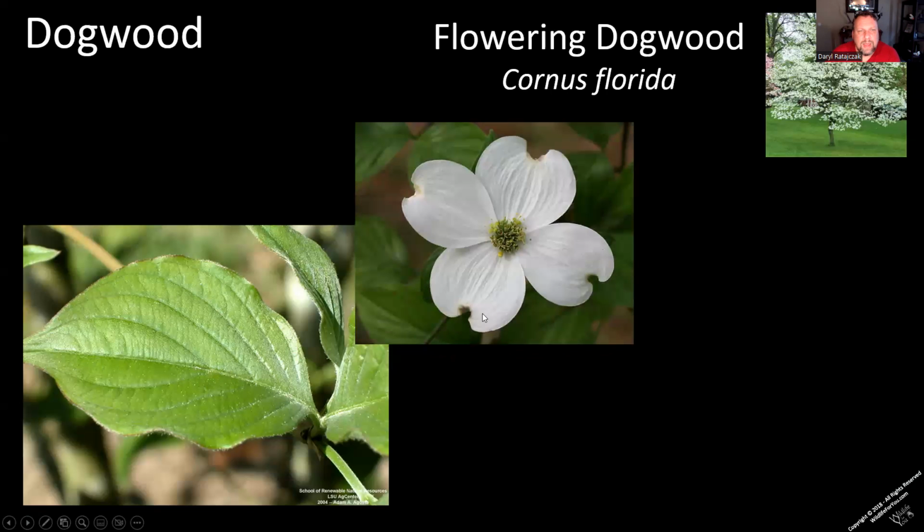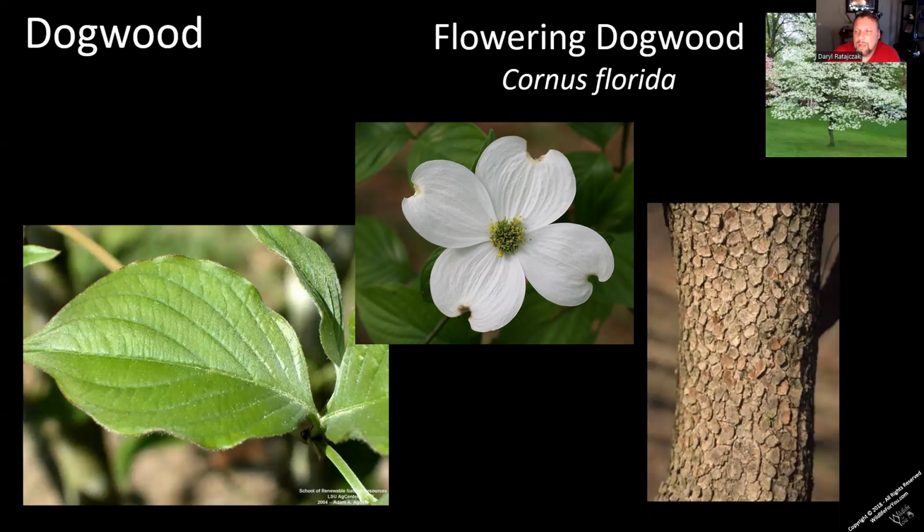They have an absolutely beautiful flower, this four-petaled flower that most people know and love the dogwoods for. The flowering dogwood is probably the most popular. Kind of cool looking bark. It kind of looks like it's covered in coins or something like that. But this is a very common tree in the South, Cornus florida. That's the flowering dogwood.